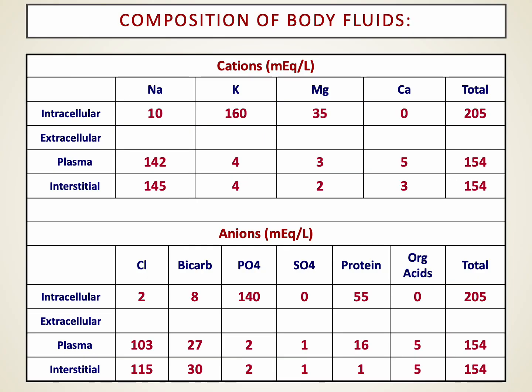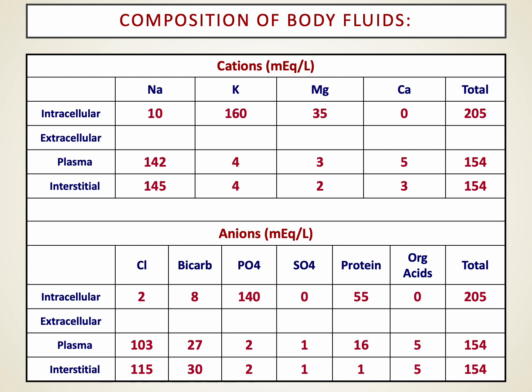As we look at the composition of body fluids, we have to think about whether it's a cation or an anion, and whether it's located primarily intracellularly or extracellularly. And if it's extracellular, is it in the plasma or the interstitial space? The two most important cations we think of right away are sodium and potassium. The thing to think about is sodium is extracellular and potassium is primarily intracellular.